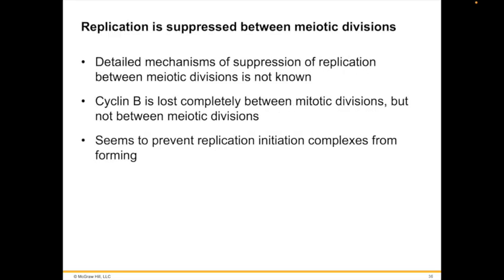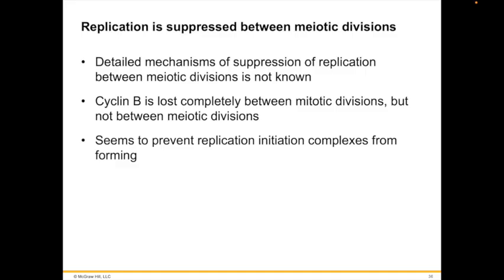After a mitotic division, a new round of DNA replication must occur before the next division. For meiosis to succeed in halving the number of chromosomes, this replication must be suppressed between the two divisions. The detailed mechanism of suppression of replication between meiotic divisions is unknown. One clue is the observation that the level of one of the cyclins, cyclin B, is reduced between meiotic divisions, but not lost completely, as it is between mitotic divisions.